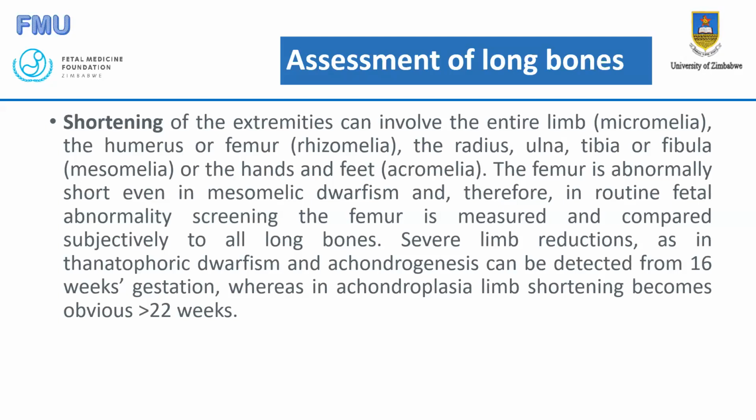Severe limb reduction, as in thanatophoric dwarfism and achondrogenesis, can be detected from 16 weeks of gestation. Whereas in achondroplasia, limb shortening becomes evident from 22 weeks. So remember this. This is very important and key when you are following up women who have had a history of skeletal dysplasia. So you cannot reassure a woman that, look, your baby does not have skeletal dysplasia because they have come for a 20-week anomaly scan and the limbs that you have measured appeared normal.